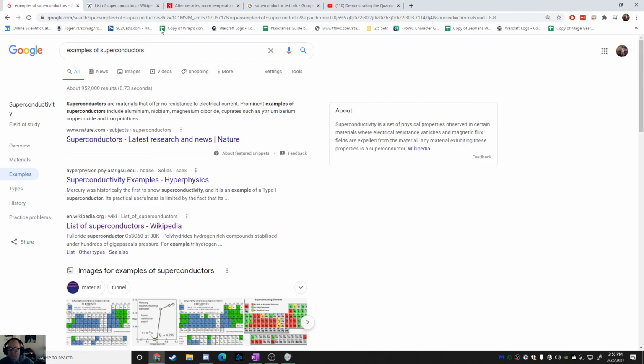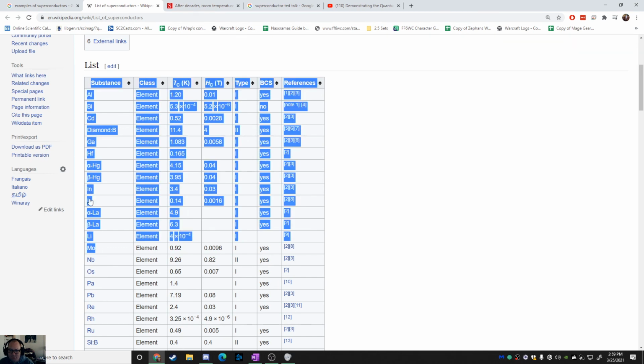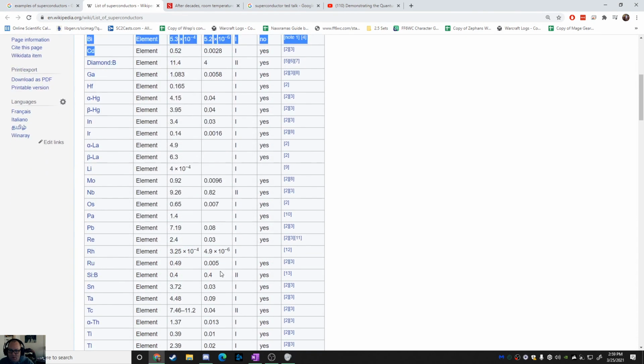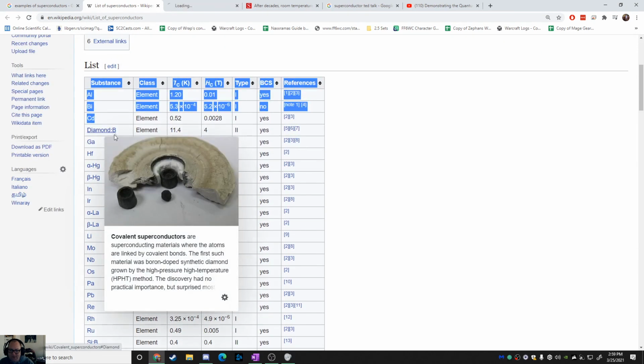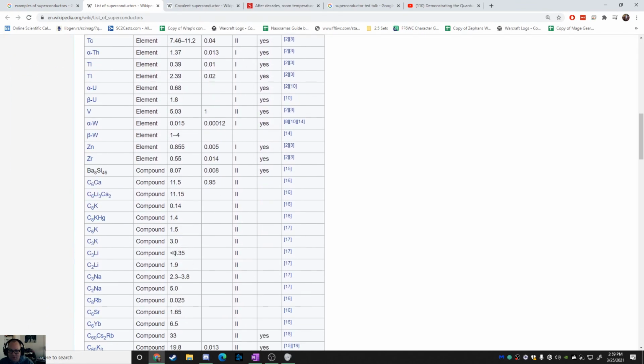Here's a list. On the list, they're going to have the critical temperature here. Notice that almost all of these are on the order of like 10 Kelvin, between 0 and 10 Kelvin, basically. And these are just raw elements. This is like niobium, osmium, gallium, apparently diamonds, cadmium. What is diamond B? Let's see what that is. All really, really low temperatures here.